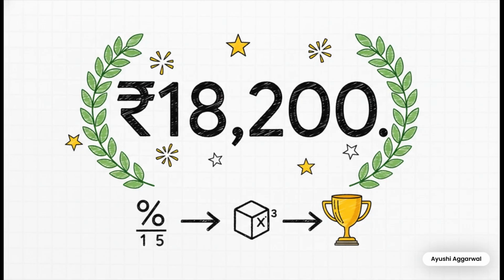20% means 1 by 5. For 3 years, you cube it, and the ratio becomes 125 to 216. Interest is 91 units, and since 125 units equals 25,000, 1 unit is 200, which makes 91 units 18,200. If you got that right, fantastic job.